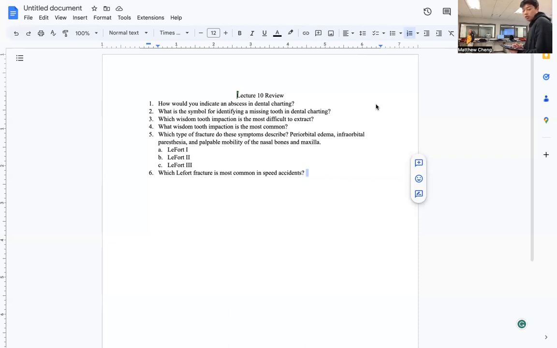And then, which Le Fort fracture is most common in speed accidents? Yeah, it's Le Fort 3.